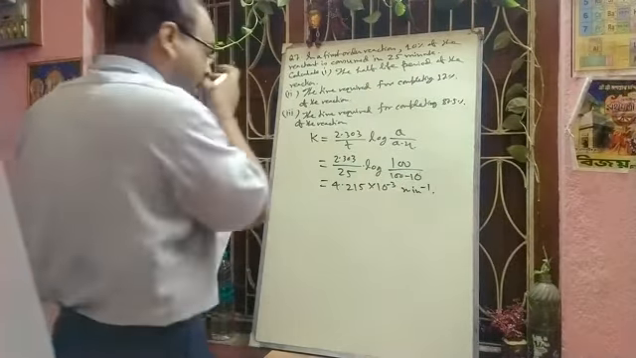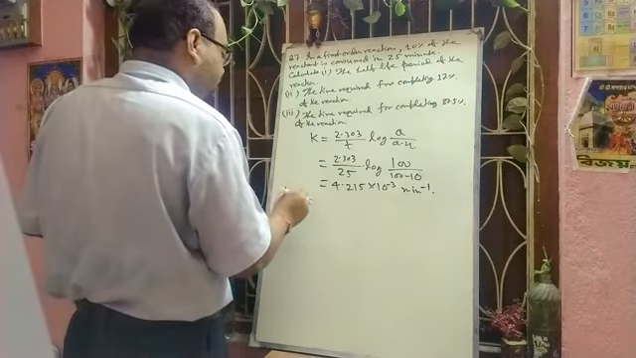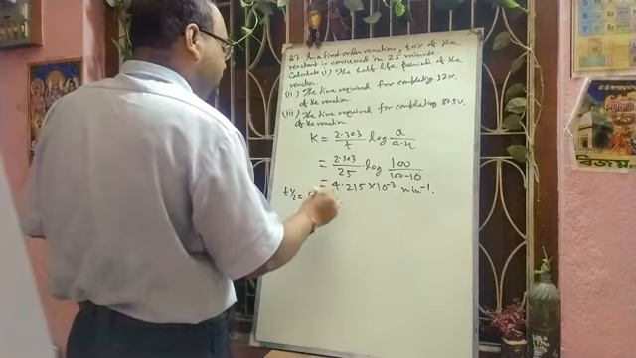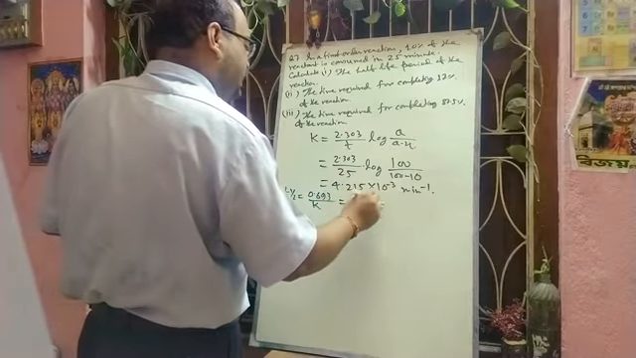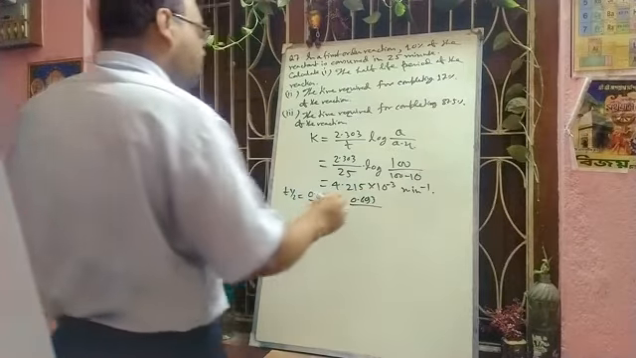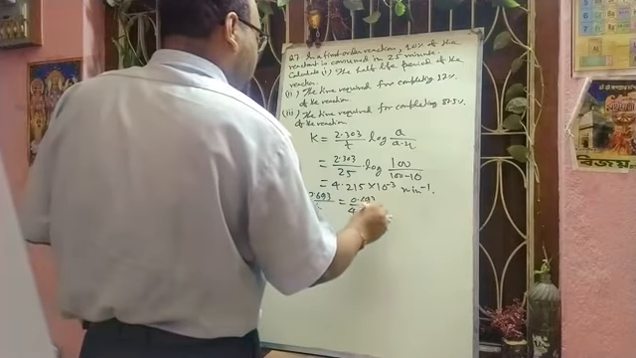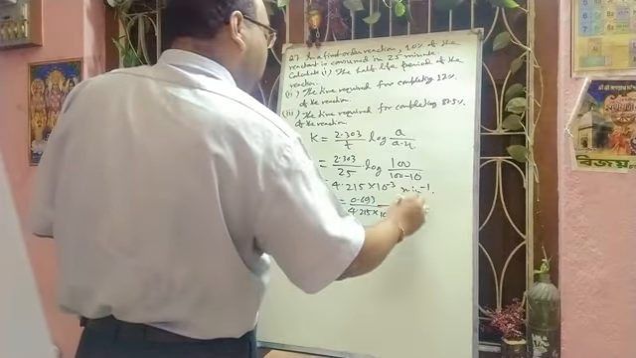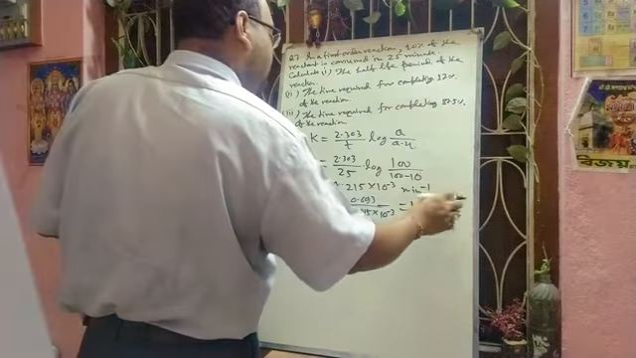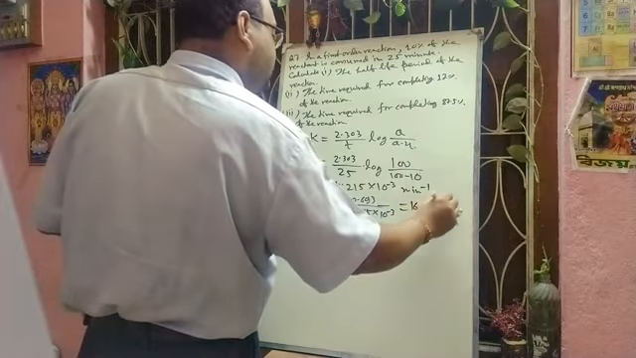Okay, now here you can write that T half is equal to 0.693 divided by K. That will be 0.693 divided by 4.215 into 10 to the power minus 3. That will be equal to 164.41 minutes.